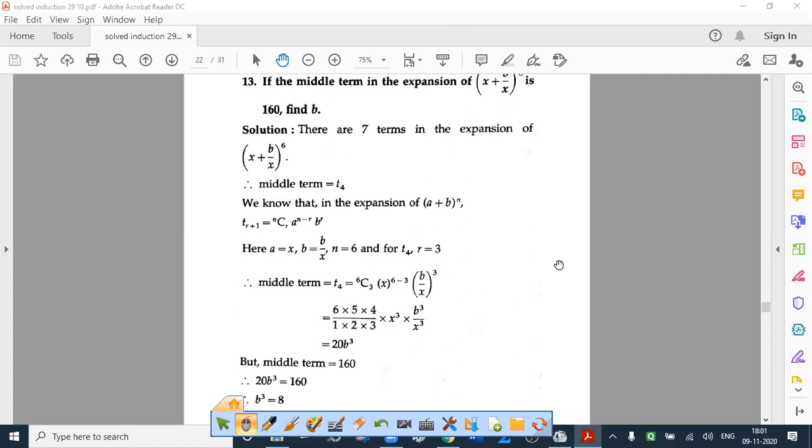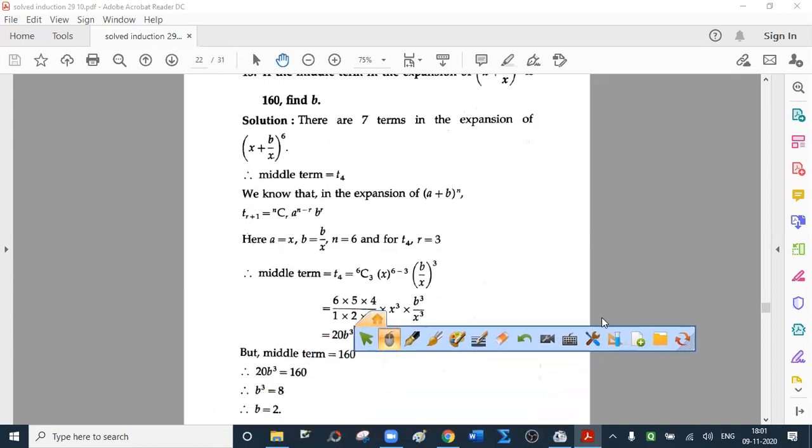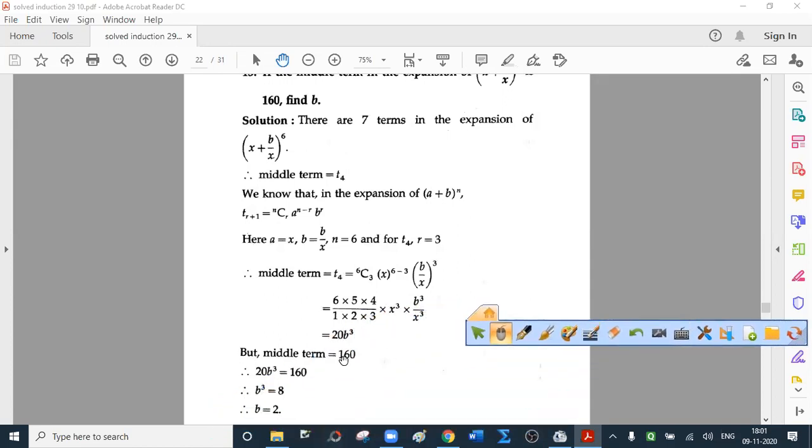But it is given to be 160. So b cube equal to 8. So don't say b equal to plus minus 3. So b equal to 2. So the correct option, I'm sorry, this is not an MCQ. So b equal to 2.